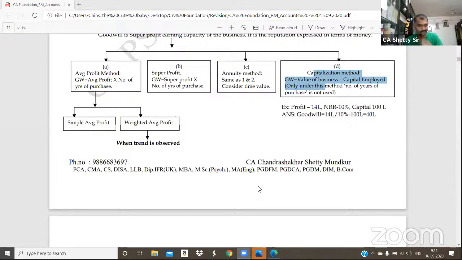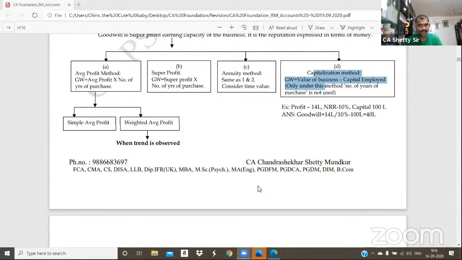3 arrow marks. Average profit, which is in brackets SAP or VAP, simple average or weighted average. Second arrow mark, super profit, that is over and above the normal profit. The last one, annuity method.